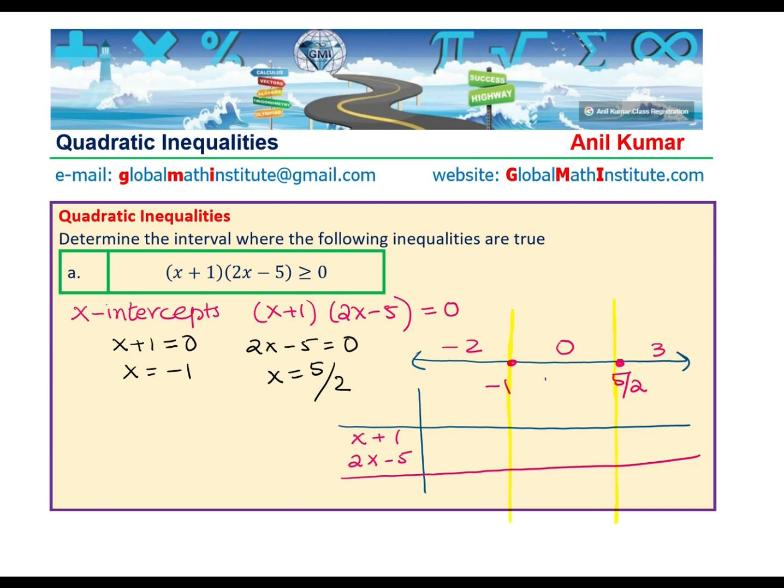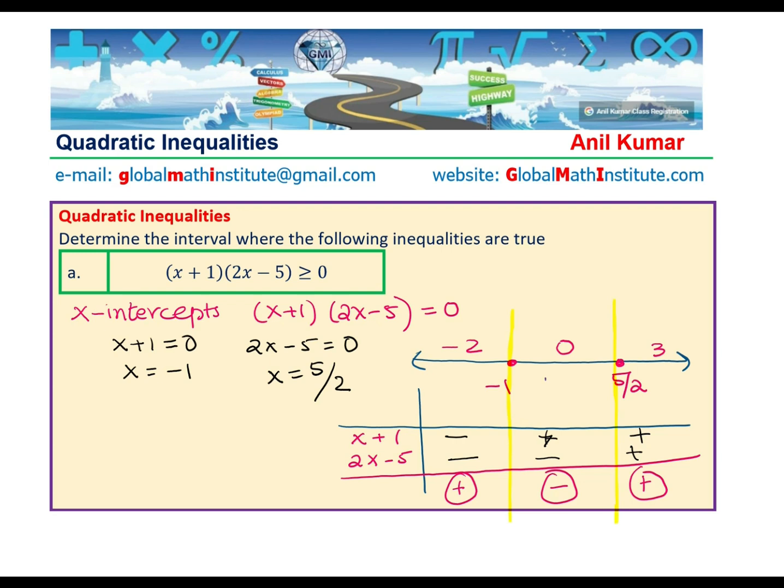If I substitute minus 2, I get negative. For 0, I get positive. And here again, I get positive. For 2x minus 5, minus 2 will give me minus 4 minus 5, which is negative. 0 will again give me negative, and 3 will give me positive. When I multiply two negatives, what do I get? I get positive. A negative and a positive will give me negative, and two positives will give me positive.